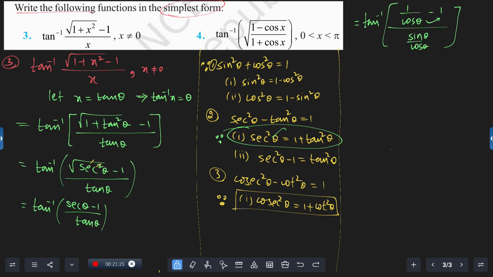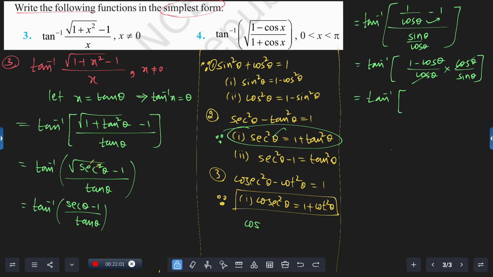And this one you take cross multiply. So what I am getting? Tan inverse of 1 minus cos whole divided by cos theta. And the denominator when you take to numerator it will be reciprocal. So cos theta divided by sin theta, understand? So that cos will be cancelled. Then what do I have remaining? 1 minus cos theta. For 1 minus cos theta, there is a formula for us.